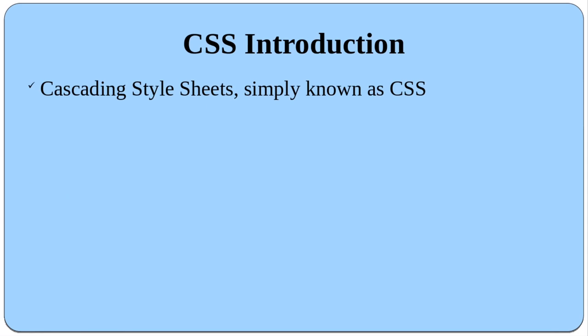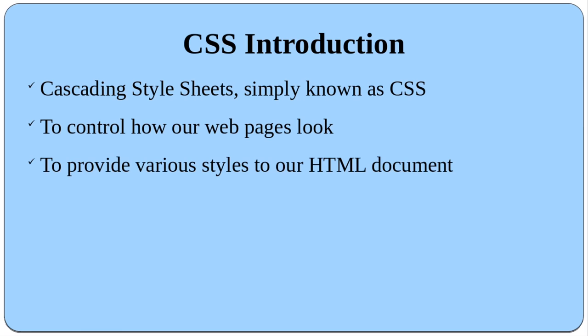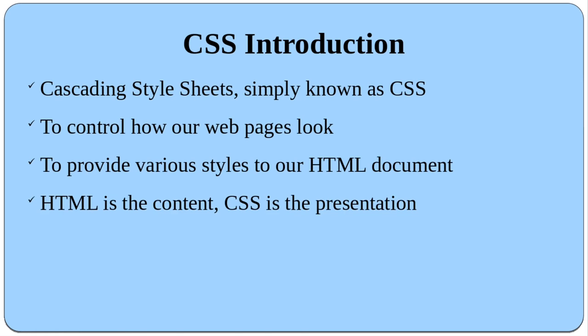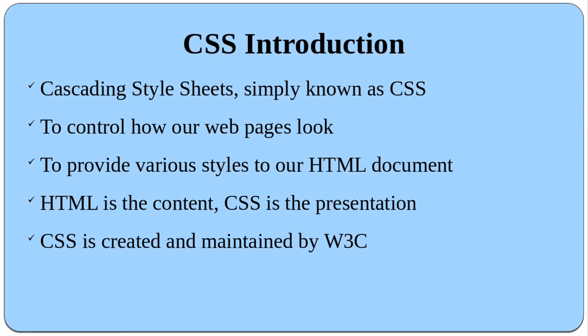Introduction. Cascading style sheets, simply known as CSS, is used to present our web pages attractively. CSS helps to control how our web pages look. CSS helps to provide various styles to our HTML document. HTML is used for displaying the content, whereas CSS is for the presentation of the content. CSS is created and maintained by W3C, World Wide Web Consortium.